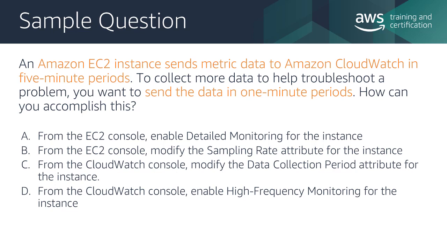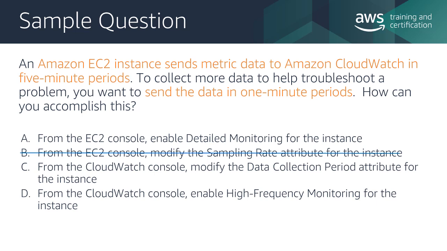Well, let's go ahead and eliminate some distractors right off the beginning. So we look at B. From the EC2 console, modify the sampling rate attribute for the instance. There is no attribute called sampling rate. Therefore, we can go ahead and eliminate option B. We also can eliminate D, high frequency monitoring is not an element. And in the CloudWatch console, we don't modify the data collection period because the idea of metrics is it's a push. CloudWatch does not pull.